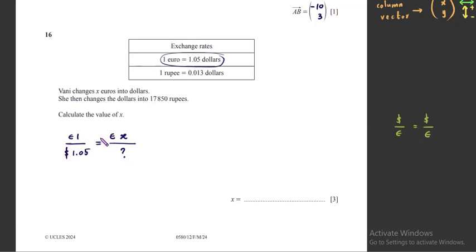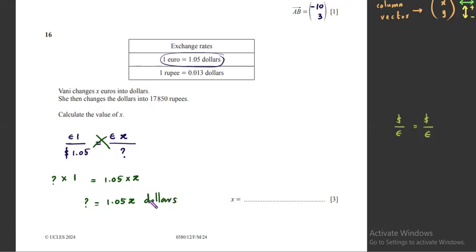To find this question mark, I'm going to cross multiply. That means this 1.05 gets multiplied with this X, and on the other side, the question mark times 1 euro. That means the question mark is equal to 1.05x divided by 1, which is the same amount. This will give us the amount of dollars, so I'll write it as 1.05x dollars.